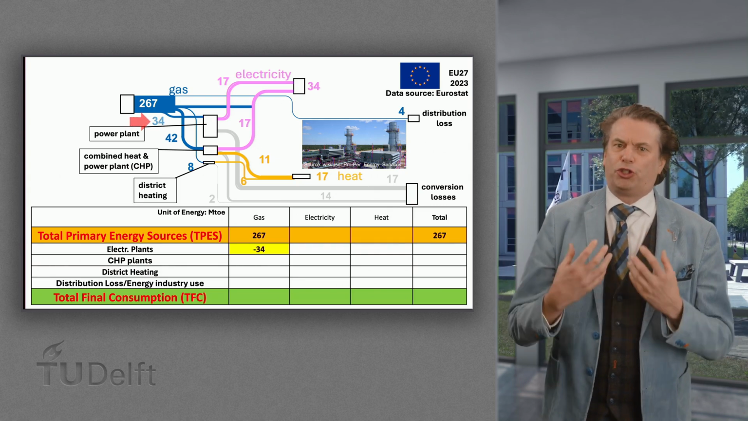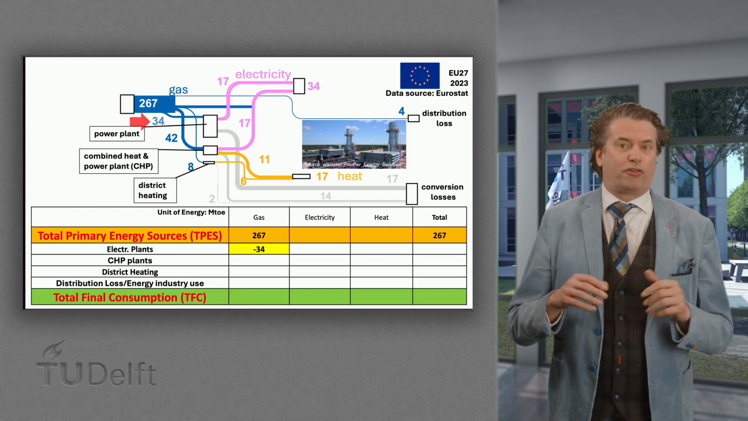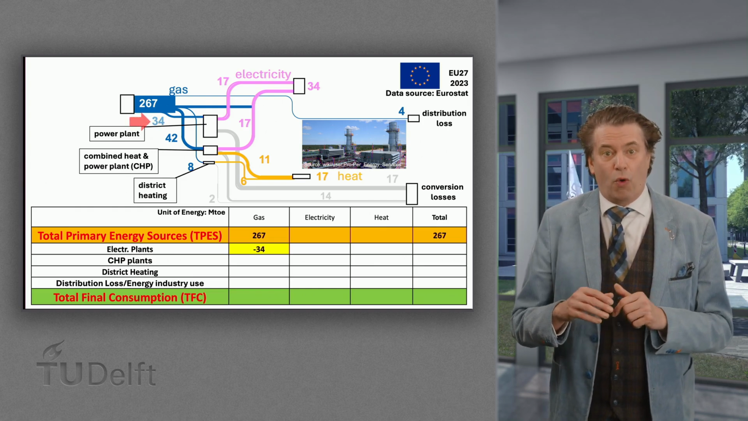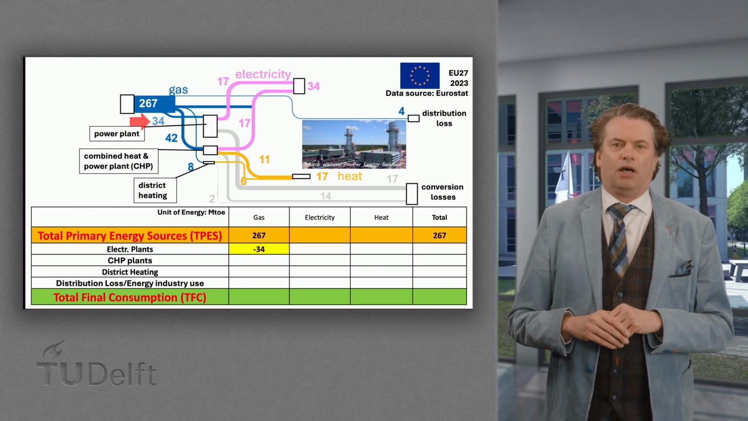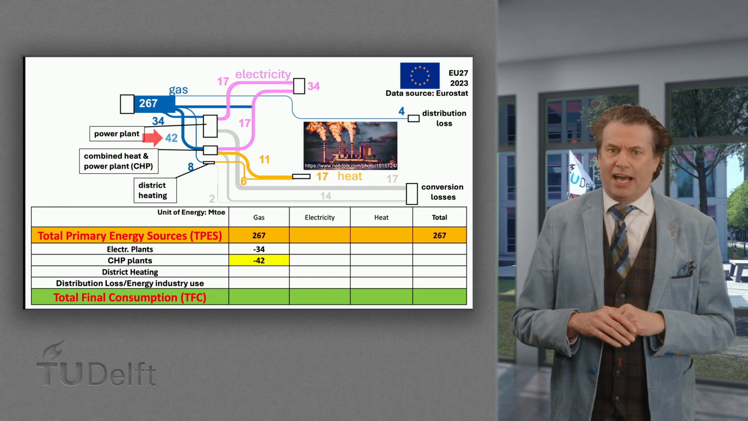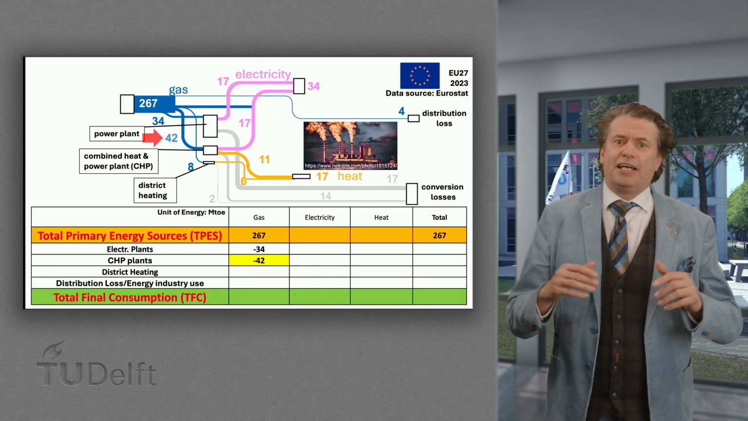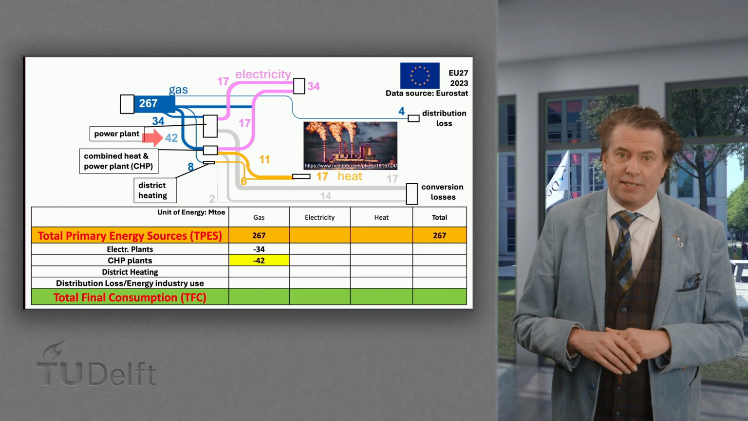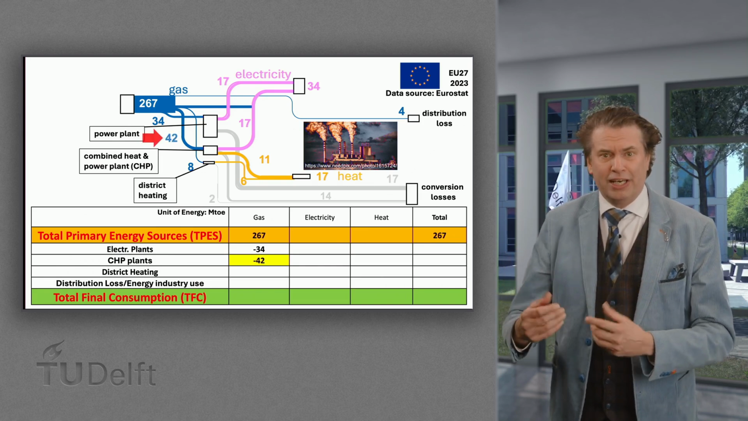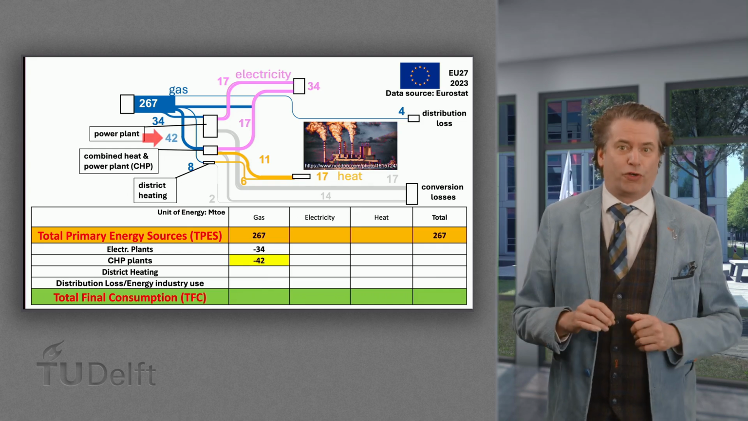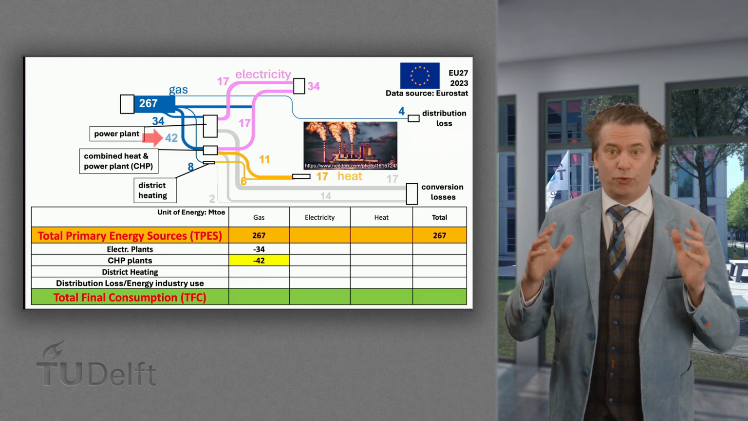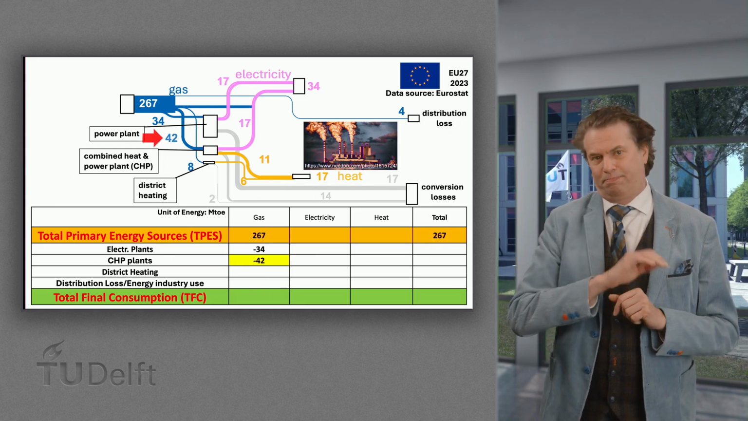As the gas is being consumed, this ends up as minus 34 megatons oil equivalent in the electricity plant row and gas column. Another 42 megatons oil equivalent of chemical energy in gas, indicated by the red arrow, is utilized to power combined heat and power plants. As the gas is being consumed, this ends up as minus 42 megatons oil equivalent in the combined heat and power plant row and gas column.